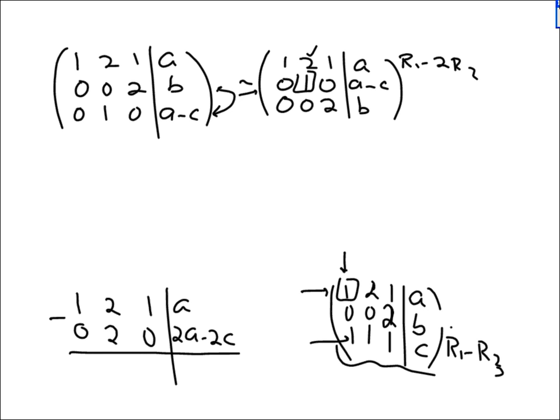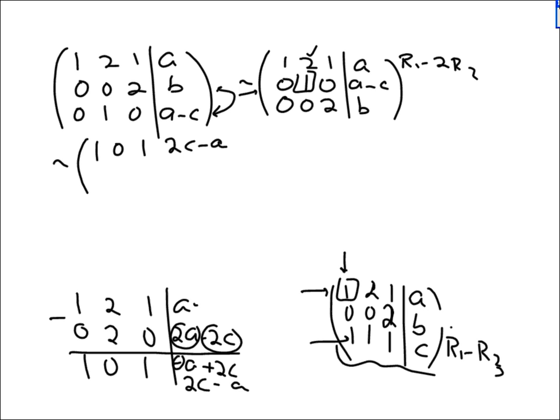And if I subtract, I get 1, 0, 1. A take away 2A is negative A, and we have to take away negative 2C, that is we add 2C. Because I hate losing minus signs, I'm going to write 2C minus A. Kind of easy to lose that sign. So the first row becomes 1, 0, 1, 2C take away A. The second row is just the second row. And the third row for now is okay.